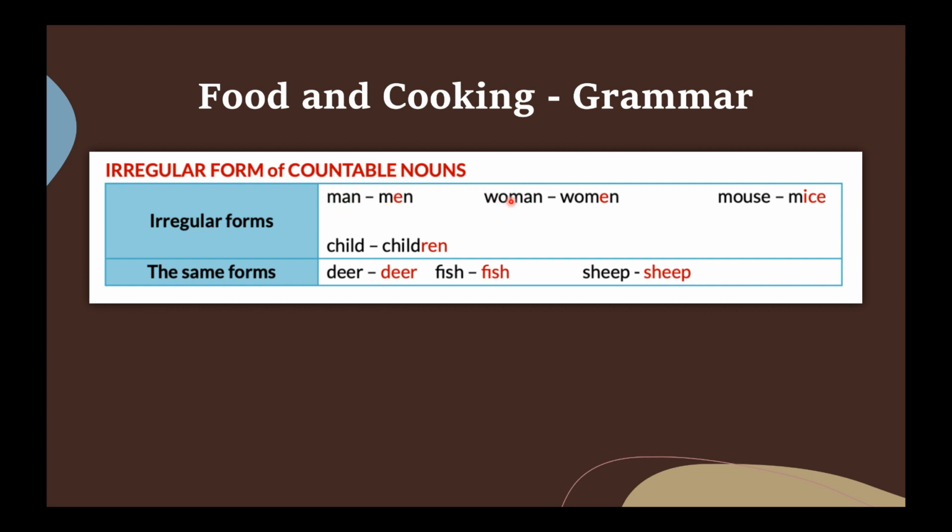One woman, two women. 이거 발음이 이상하죠? Woman 말고 이거는 I 발음이 나오네. Women. Everyone say women. Can you say it? Women. One woman, two women. One mouse, two mice. One child, two children.